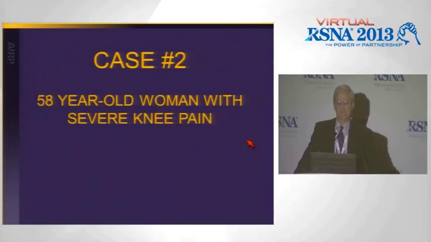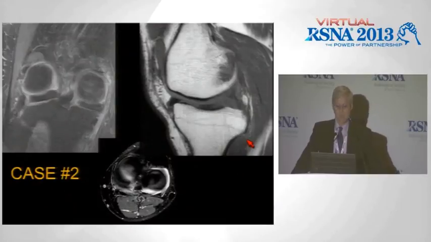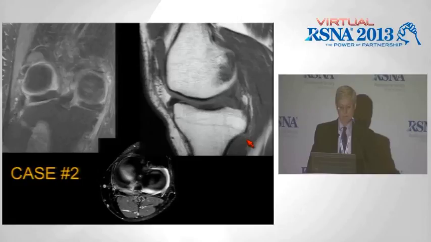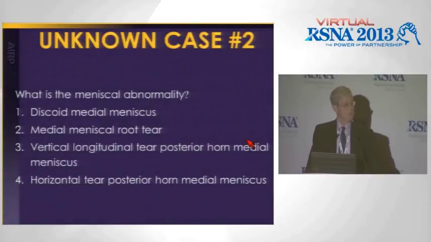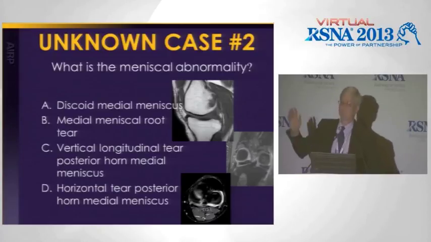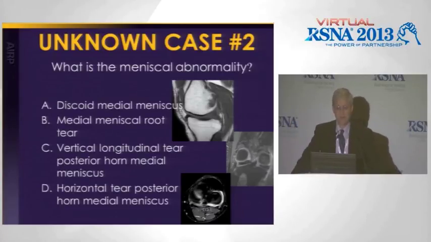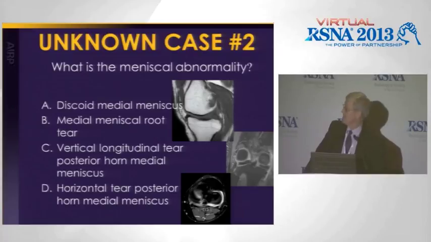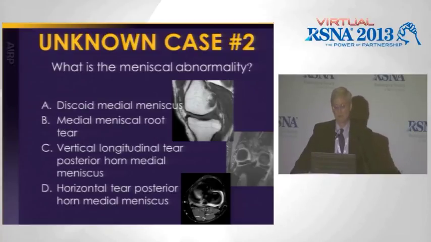So the second case is a 58-year-old woman with severe knee pain. And these are the images. You can advance to the one that has the images on. Oh, there it is. So what is the meniscal abnormality? Discoid medial meniscus, medial meniscal root tear, vertical longitudinal tear of the posterior horn of the medial meniscus, or a horizontal tear of the posterior horn of the medial meniscus?